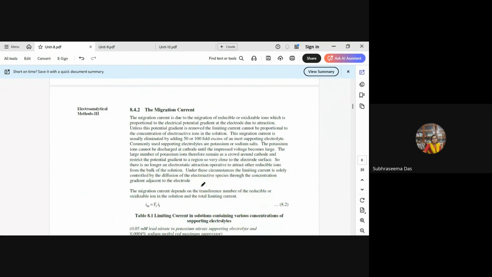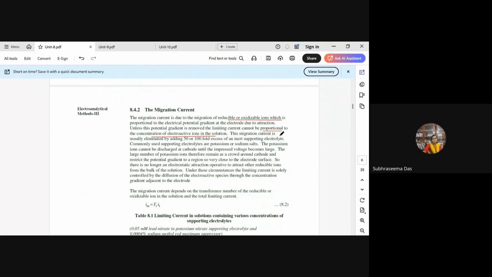The migration current is due to the migration of reducible or oxidizable ions, which is proportional to the electrical potential gradient at the electrode due to the forces of attraction. Unless this potential gradient is removed, the limiting current cannot be proportional to the concentration of the ions in the solution. So this migration current is eliminated by adding an excess of the supporting electrolyte.